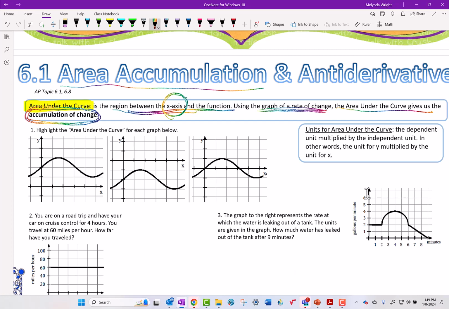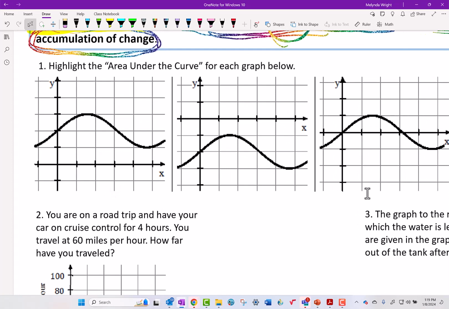So for our first example, a basic example, we're going to highlight the area under the curve for each of the graphs so that we can really understand exactly what this is referring to. So what I would do is I would highlight this area right here, and I'm going to stop at the x-axis. If my graph looked like this one, that's how I would highlight the area under the curve, which is kind of straightforward. What we need to take note of is that it stops at the x-axis. We're not allowed to go on the other side of the x-axis.